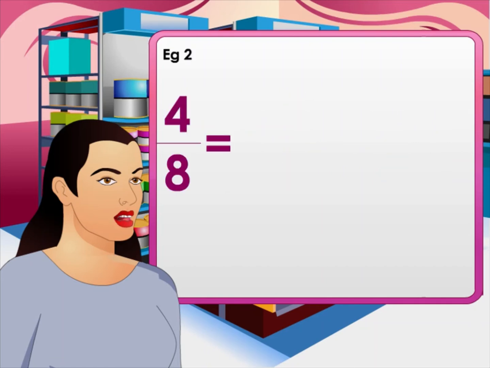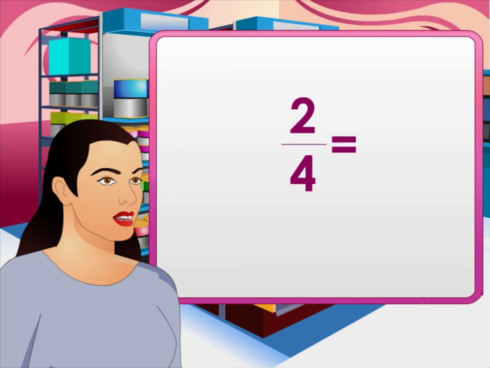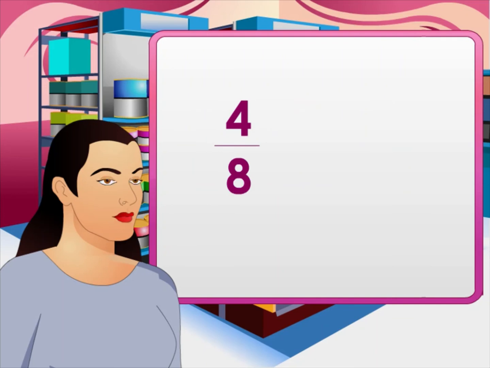4 over 8 is the same as 4 divided by 2 over 8 divided by 2. The answer is 2 over 4. But 2 over 4 is not the simplest form. It is divisible by 2. 2 over 4 is the same as 2 divided by 2 over 4 divided by 2. The answer is 1 over 2. The simplest form for 4 over 8 is 1 over 2. We can divide more than once to find the simplest form of fractions.